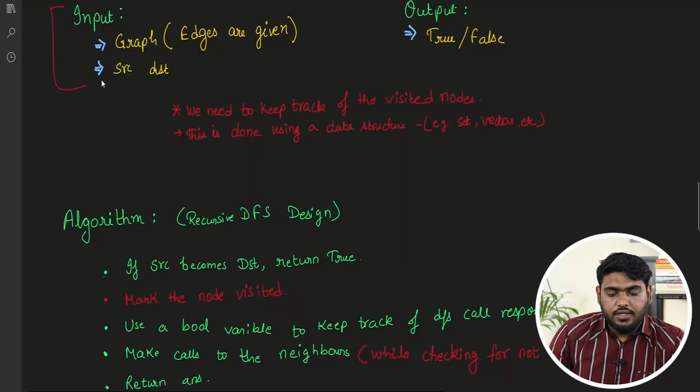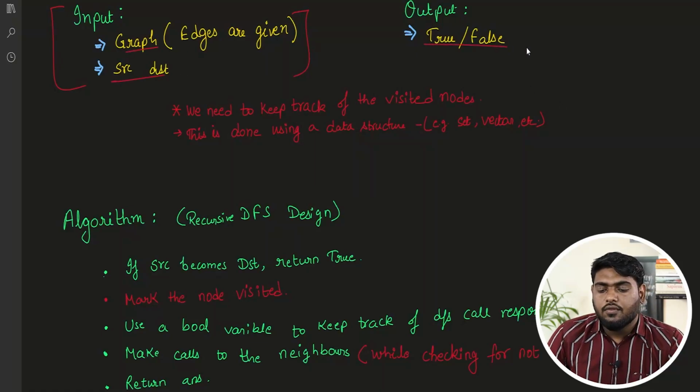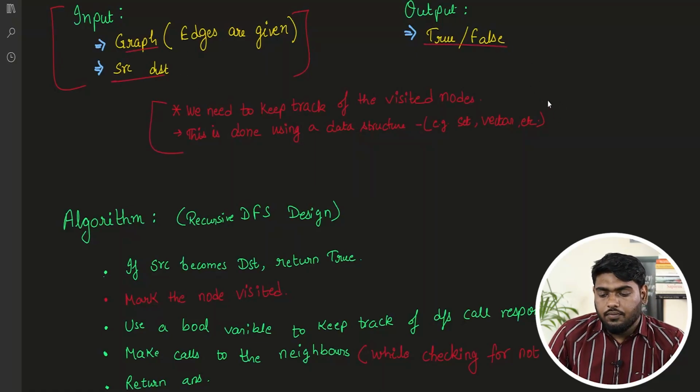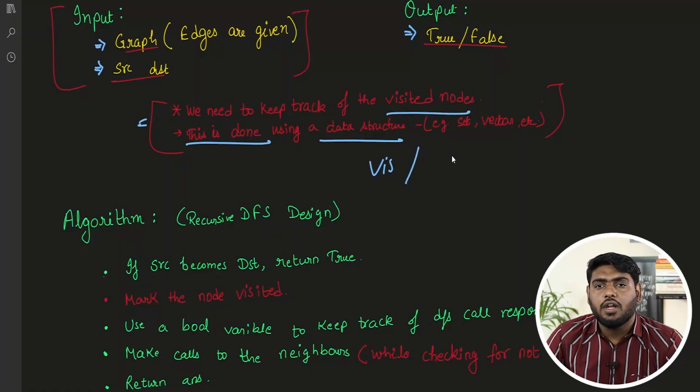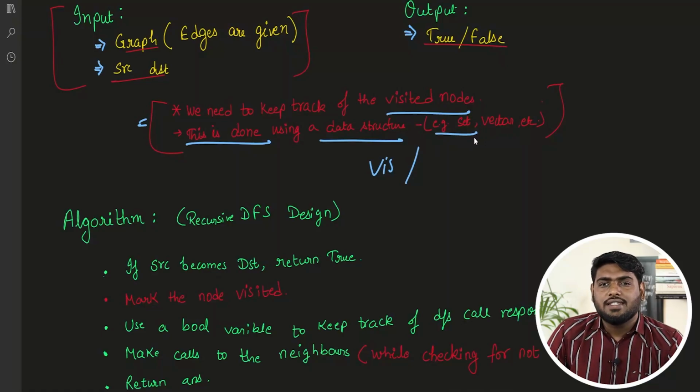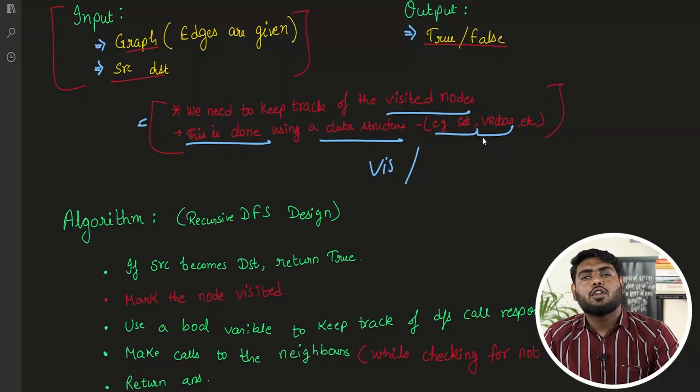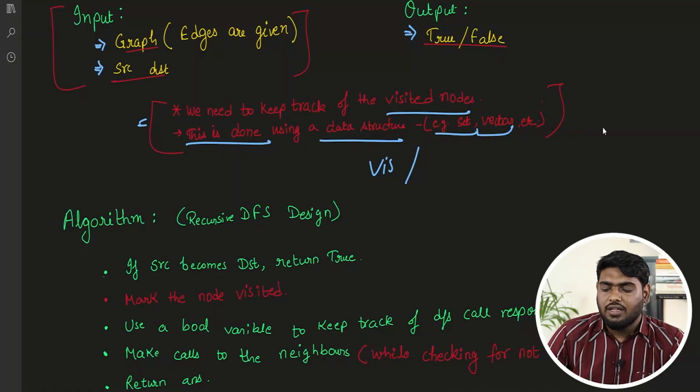Again, a point to notice here: you have two things, a graph, a source and a destination, and you have to return true or false. What is written here? Main point, please remember, we need to keep track of visited nodes. This is done using a data structure called visited, or you can simply say viz, whatsoever you want to name it. You must know the logic behind it, why we are taking that. Usually we take one set. You can also take vectors or any data structure that is suitable for your question for keeping track of it. You can even take a 2D matrix if you are dealing with matrix questions.